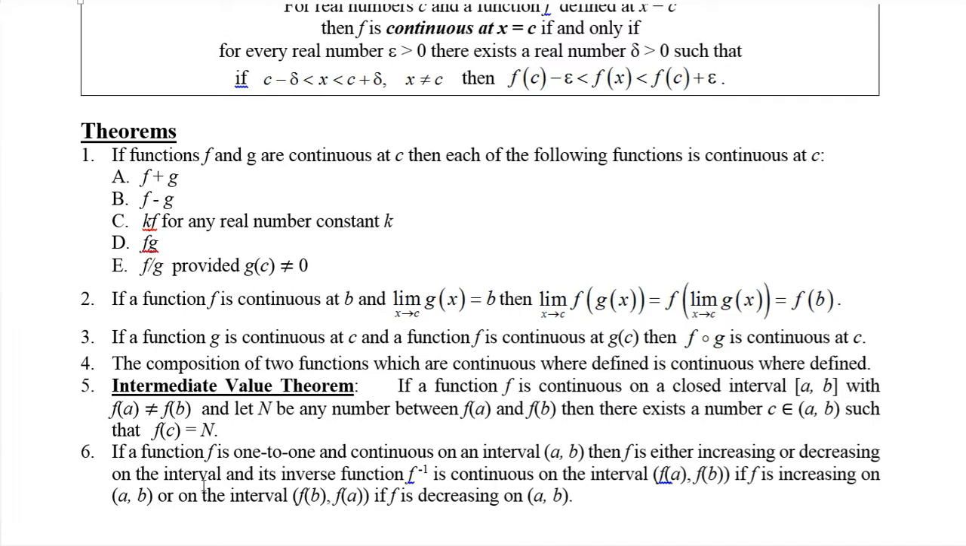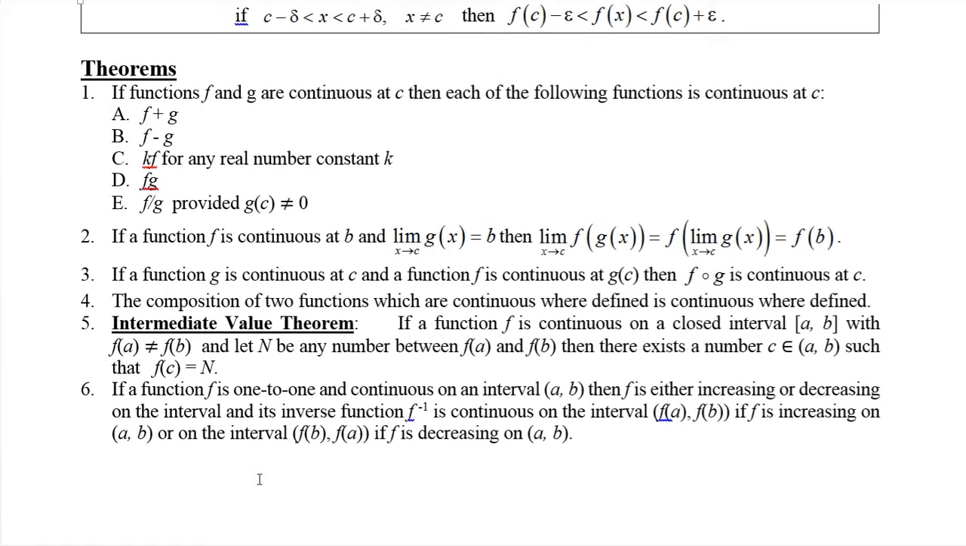And number 6 says if a function f is one-to-one and continuous on an interval a to b, then f must be either strictly increasing or strictly decreasing on that interval, and its inverse function, f inverse, which it'll have because it's one-to-one, is also continuous on the image interval f of a to f of b, if f is increasing. If f is a decreasing function, then this interval works backwards. It's f of b comma f of a. And so it's continuous on its appropriate interval there. Okay, so let's investigate these just a little bit more.